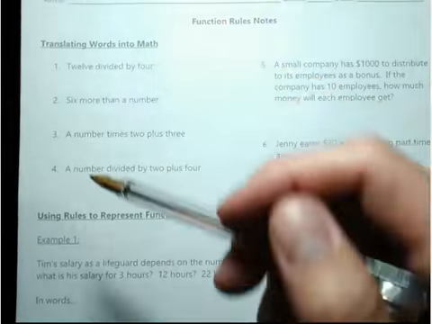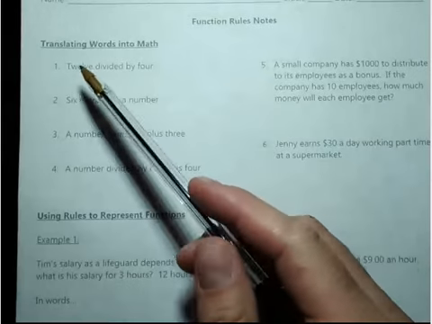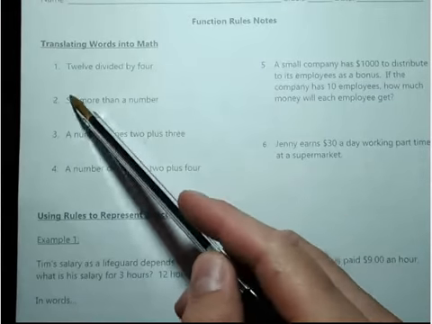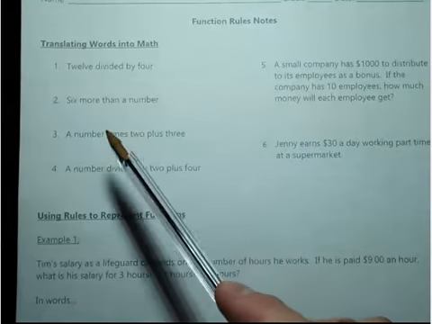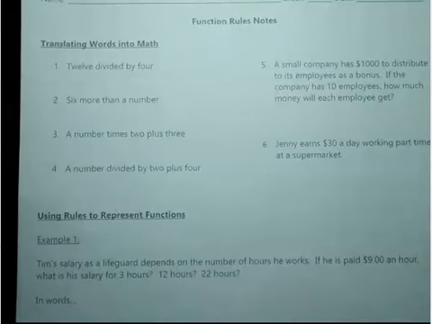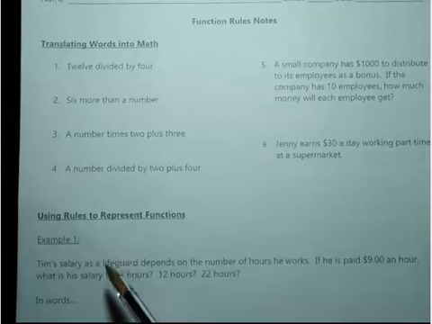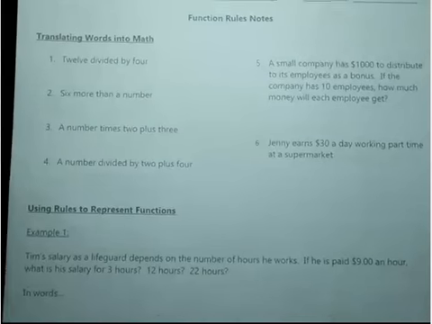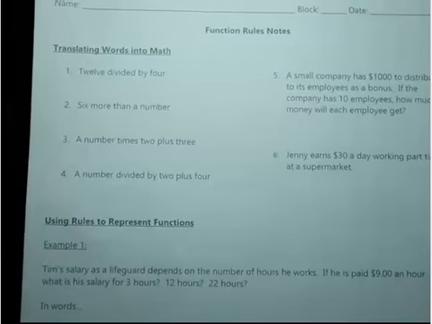Today we're going to look at two things. First, we're going to talk about translating. So we're translating words into math, taking words like we have in 1 through 6 and turning them into some numbers, into some expressions. And then we're going to get into making rules, or using rules, to represent some different functions that we're going to give you. So we have a bunch of examples that we're going to go over today.